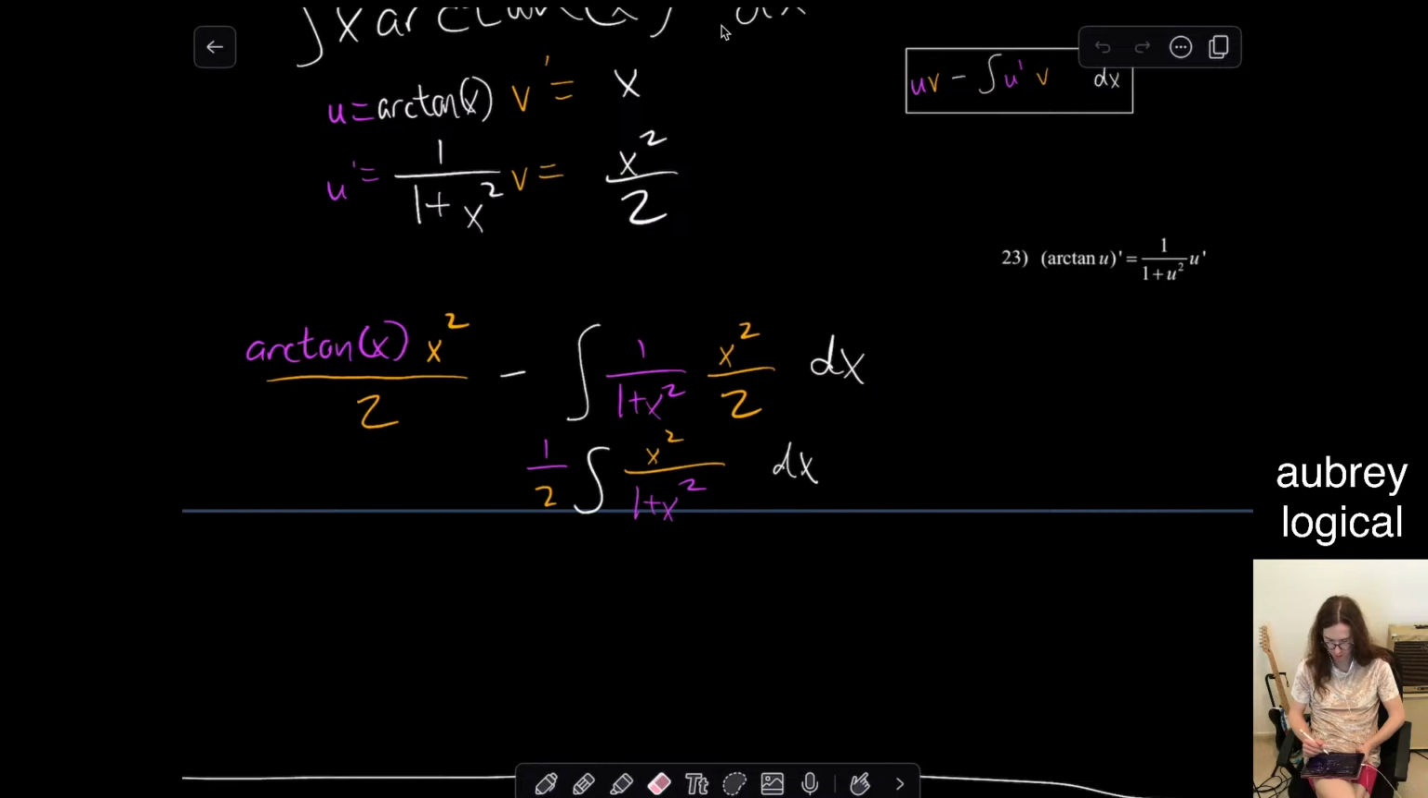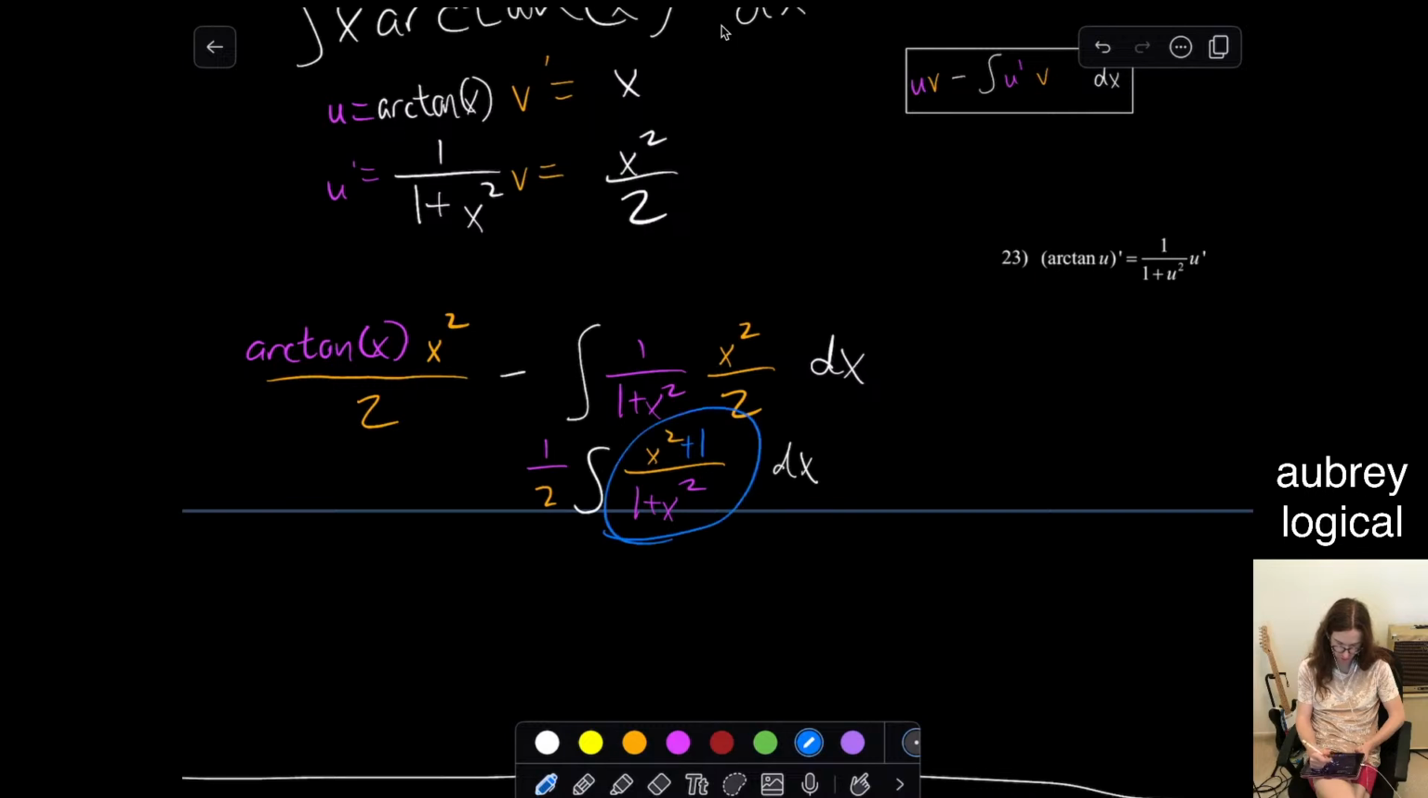Okay, so the way we're gonna do this now is we're gonna add 1 to make this expression equal to itself, and then so we don't actually change our equation, we're going to then subtract. Oops. Minus 1 over 1 plus x squared. So essentially we haven't done anything to our problem except for make this easier to work with.